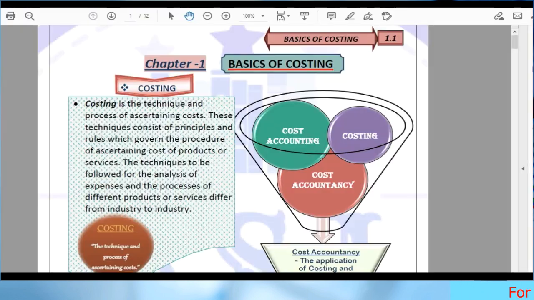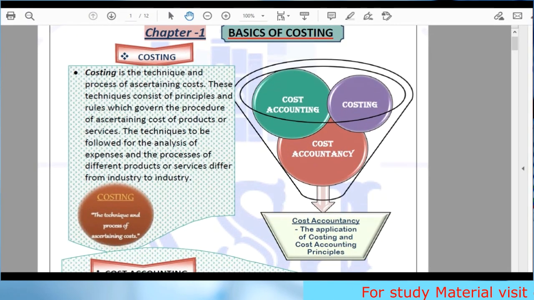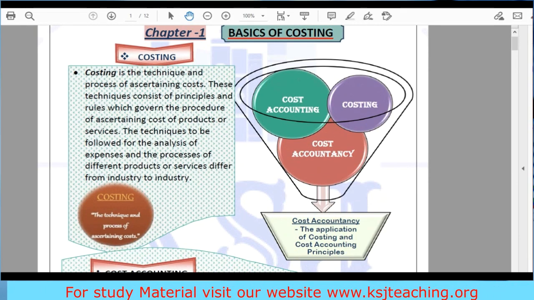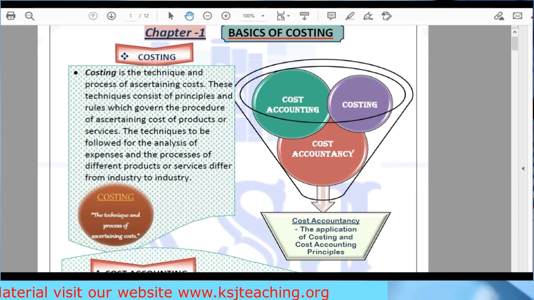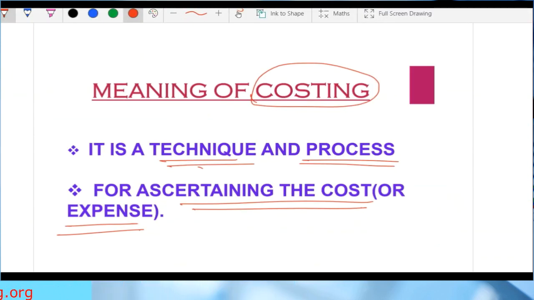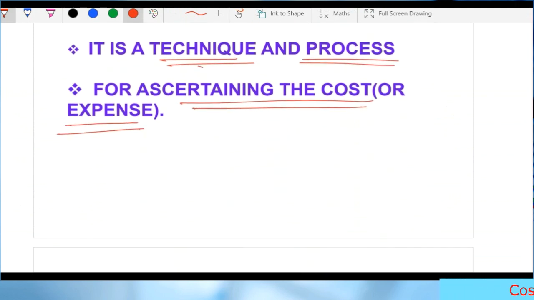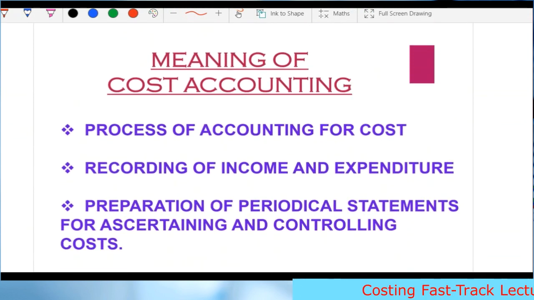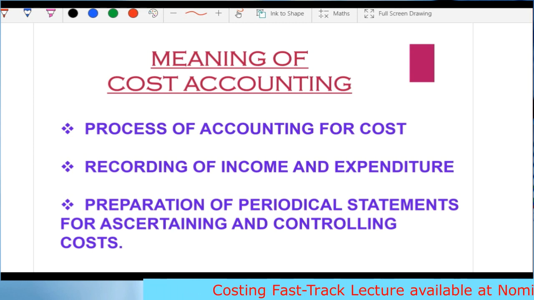Now all those having my books, the first term is costing there. I have taken three important terminologies: costing, cost accounting, and cost accountancy. So you can read it from here. All those having the books can read from there. It is a technique and process for ascertaining the cost or expense. Moving on to the next terminology. What is meant by cost accounting?